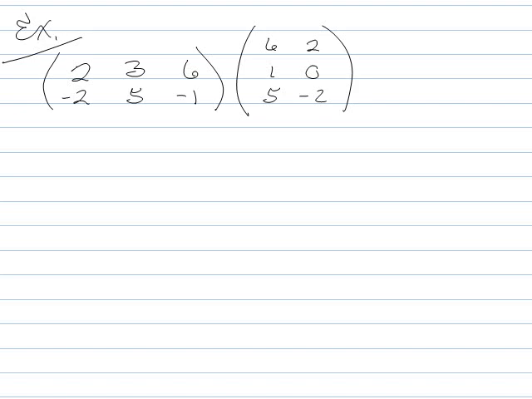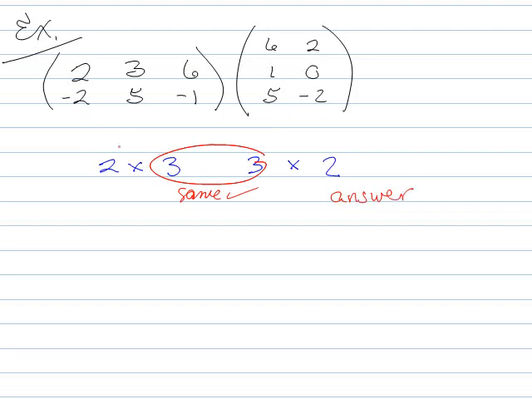So first of all, I want to check and make sure I can do it. So this first matrix is a 2 by 3. The second matrix is a 3 by 2. These are the same. So my answer will be a 2 by 2. Good? All right. Can you tell I'm really excited about doing this?